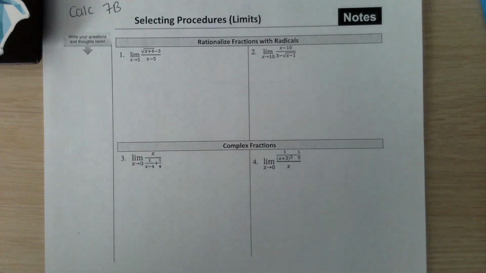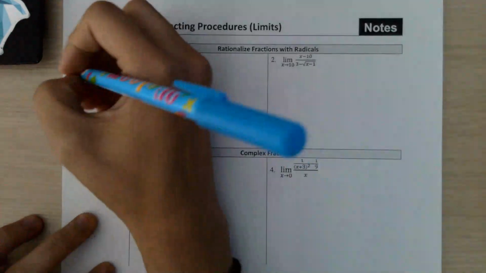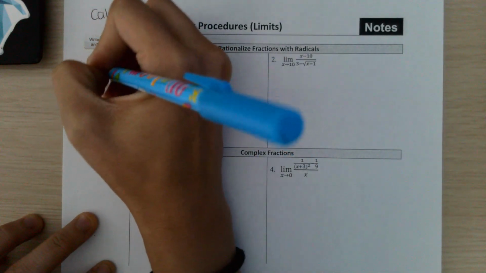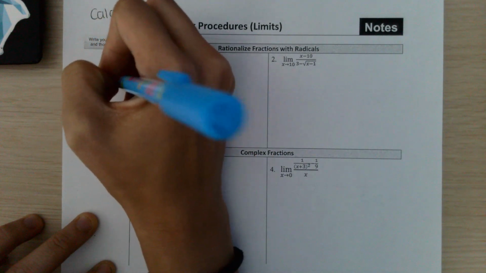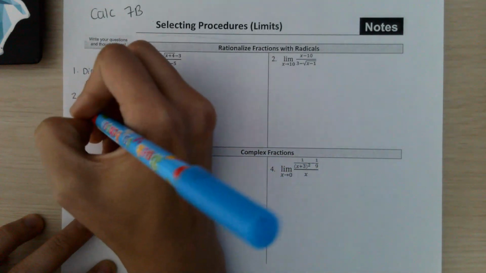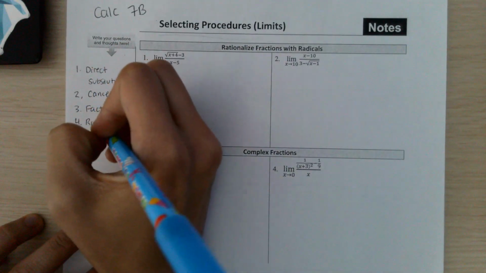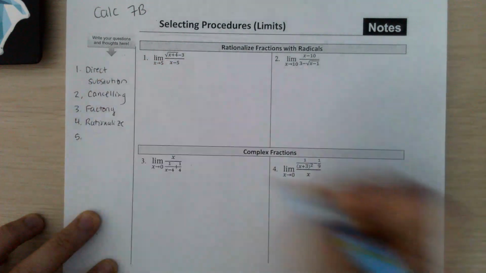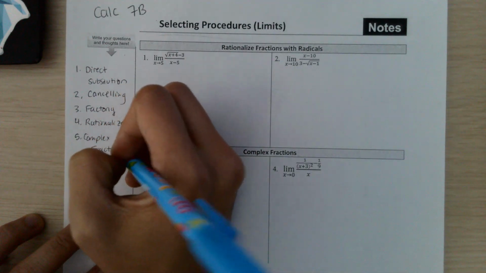All right, so for this lesson, we are going to continue to find limits, and I'm going to give you two more procedures. If you think from the last lesson, we had direct substitution. We had canceling. We had factoring. And now we have these two things, which are rationalize and complex fractions. So these are sort of like your steps, and you're going to try and figure out which tool to use in the toolbox.